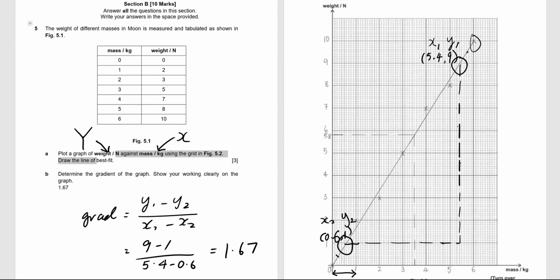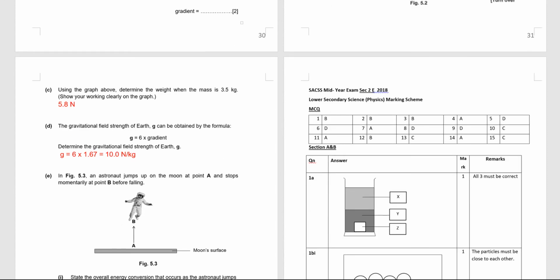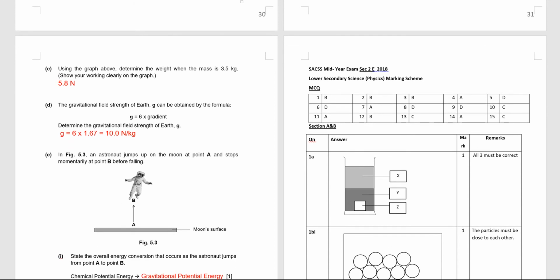Okay. So after I've gotten the values for x1, y1, x2, y2, I then come over to this side and I will substitute them into the formula. Be very careful when you do substitution, and I'll get an answer of 1.67. So the working on the graph will give you your 1 mark here, and the working subsequently will give you another mark for gradient. And then the question asks, what is the weight when the mass is 3.5 kilogram?